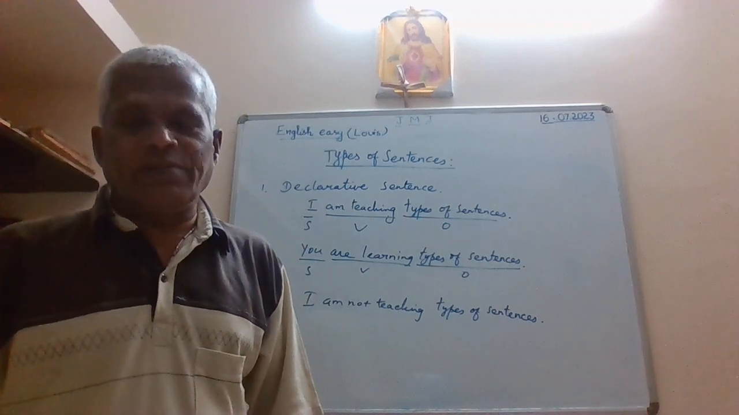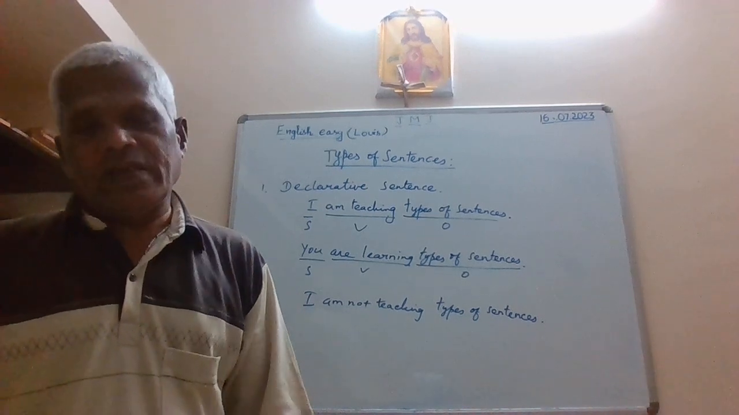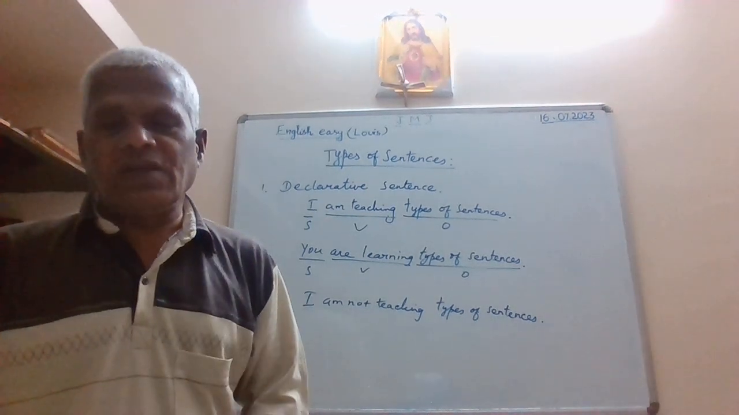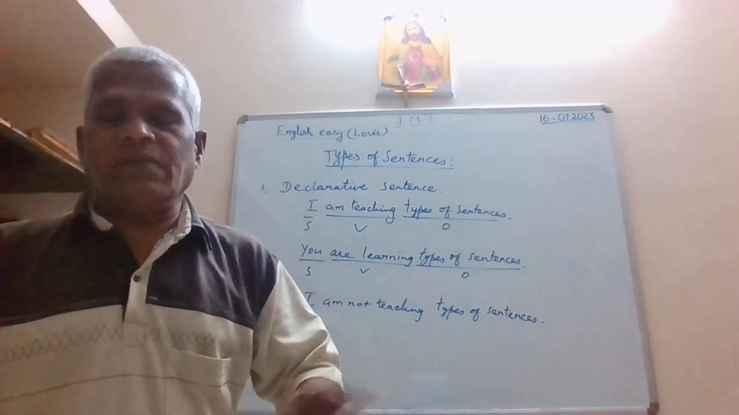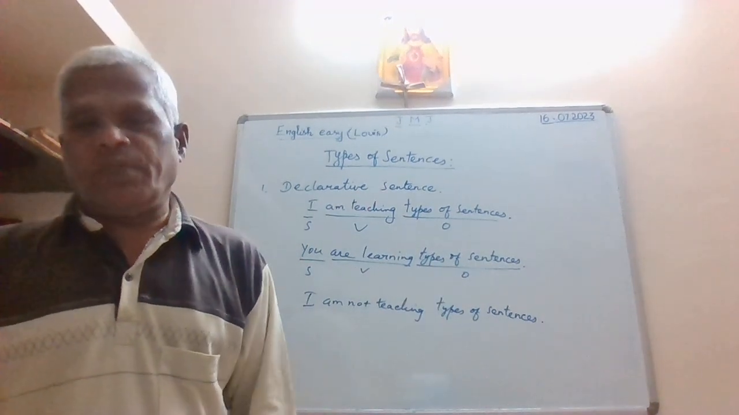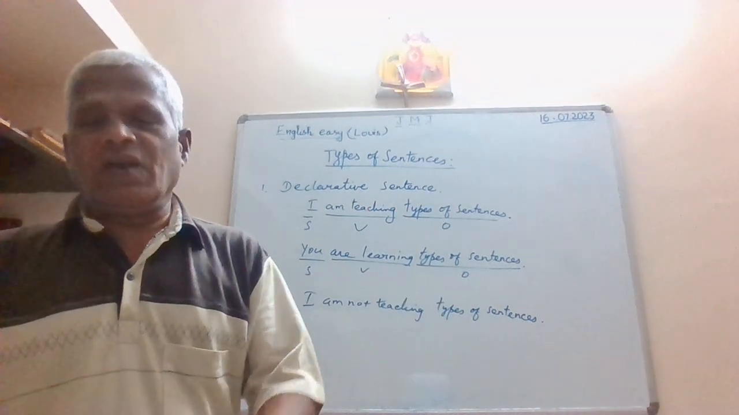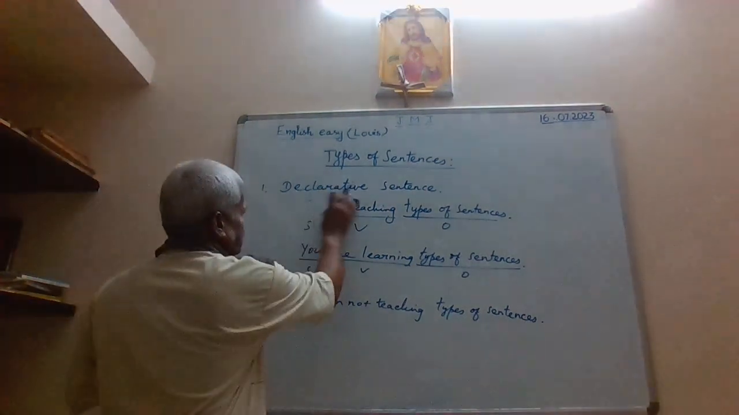That's a simple way to understand what a declarative sentence is all about. So remember, a declarative sentence will have a subject, main verb, and an object, and the meaning will be complete, and the declarative sentence or statement will end with a full stop. That easily you can understand. Okay? Now we move on to the next type.